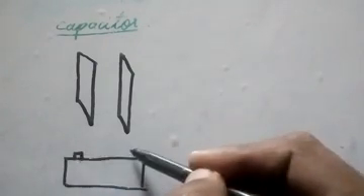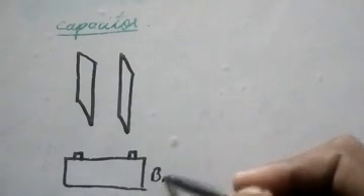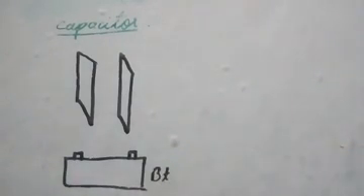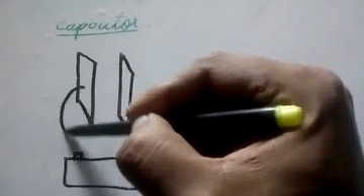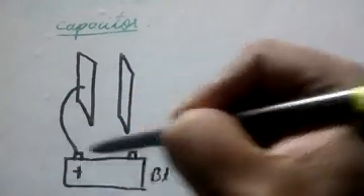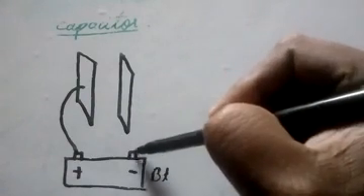Okay, let's take a battery and give a connection to this. Let's imagine this to be a battery. This is the positive and this is the negative terminal. The very short form of battery is BT. Now you connect a wire to this from the positive part. From the negative also you connect another wire to the second metal plate.